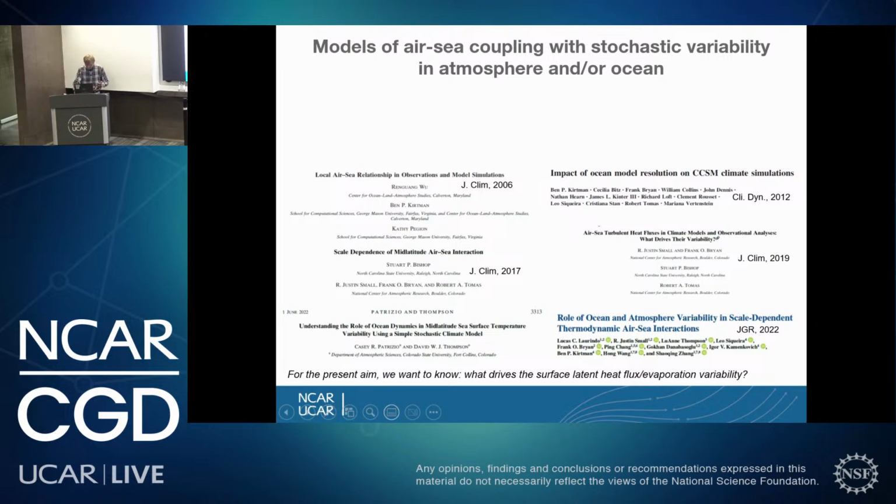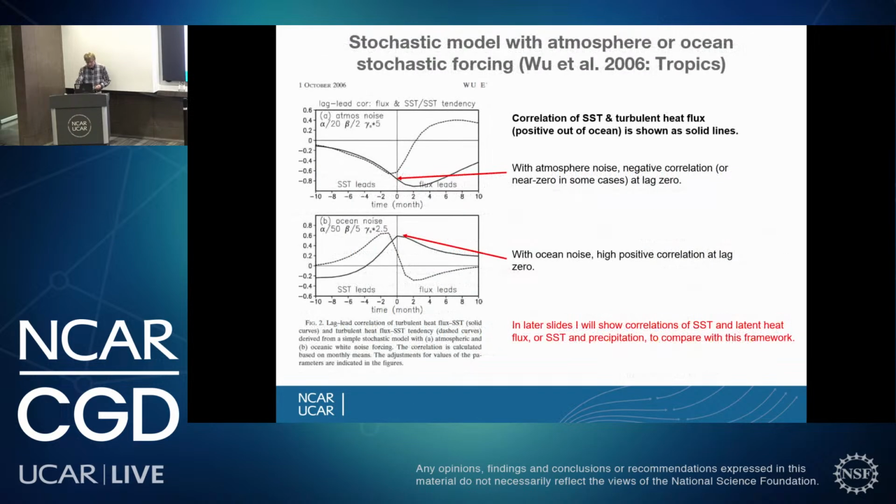Things change. I won't have time to talk about that. I'll just illustrate this with an example from the paper by Wu et al. If you look at correlations between SST and turbulent heat fluxes, you get a very different picture if you force it with stochastic atmosphere noise, which is on the top, versus ocean noise on the bottom.